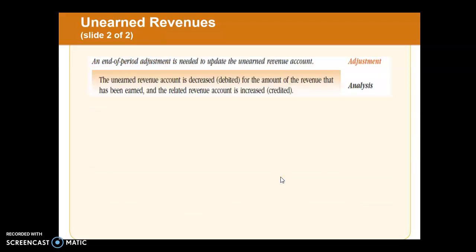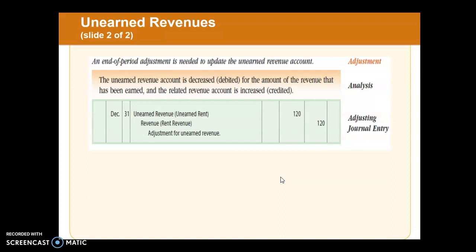So at the end of the period, you have to do the adjustment. The rent payment is for 3 months, 360 ringgit for 3 months. 1 month is 120. So you have to do the adjustment. On 31st December, what you have to write in the journal entry is debit unearned revenue, in this case rent, 120, credit revenue 120. So the description is adjustment for unearned revenue.